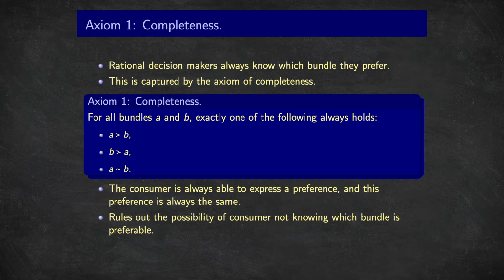So it rules out the possibility of the consumer not knowing which bundle is preferable. And it also rules out the possibility of the consumer having kind of confused preferences, where they strictly like one thing better than another and the reverse also being true. So that seems natural given that we're talking about a rational decision maker.